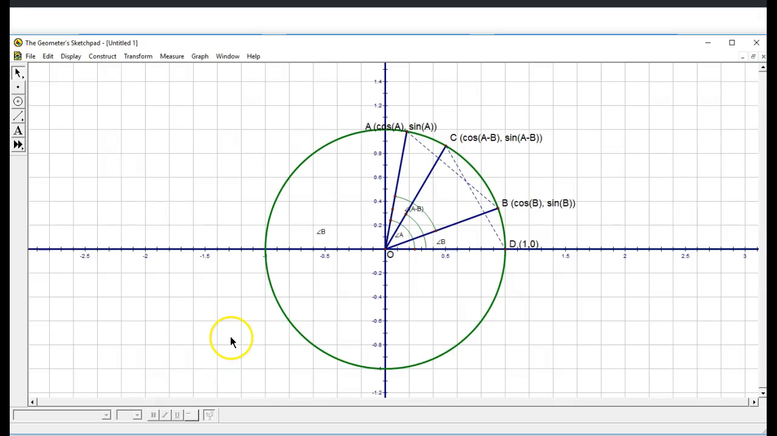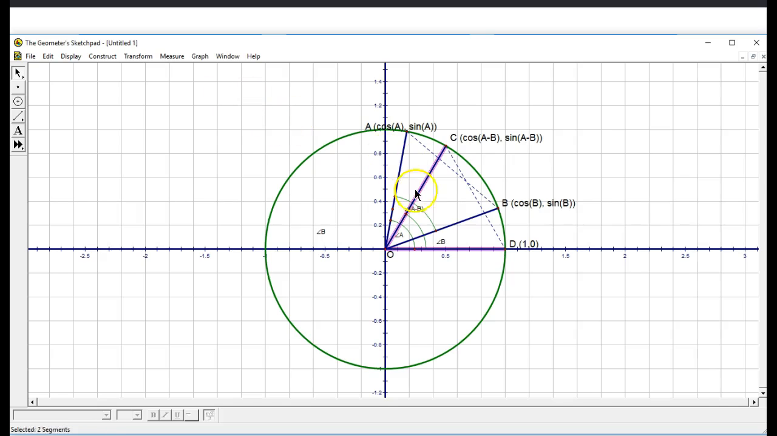Hello. Today we're going to use this circle and these angles to prove the angle difference formula for cosine. We need this sketch to show you that the angle that I've highlighted here, which is the angle formed by points A, O, and B, is equal to the angle formed here, which is the angle formed by points C, O, and D.